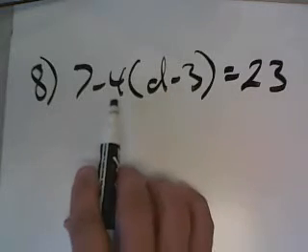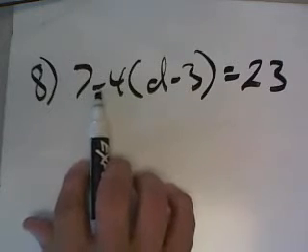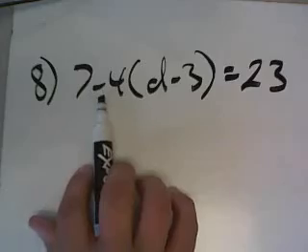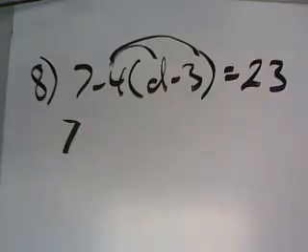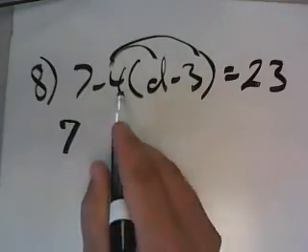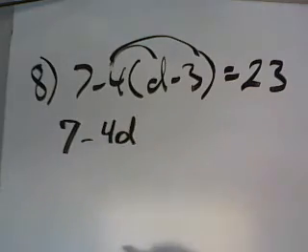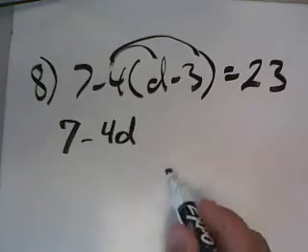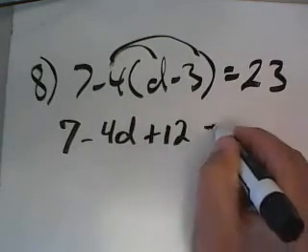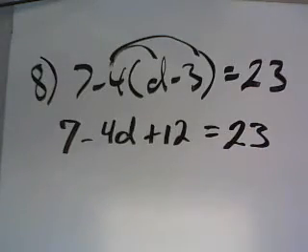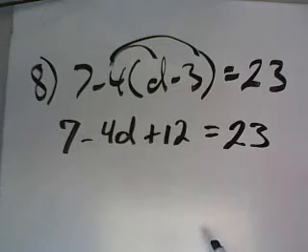The first way we can do that is to distribute the negative 4. It's really 7 minus 4, but because we're subtracting it, we can treat that as a negative 4 and distribute that across the parentheses. So nothing would happen to the 7. But negative 4 times d is negative 4d. And then negative 4 times negative 3, we really have to watch our signs here. Negative 4 times negative 3 is positive 12, and that equals 23. So already this equation is simpler because we don't have the parentheses there.